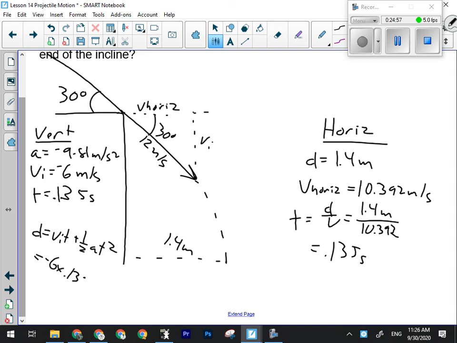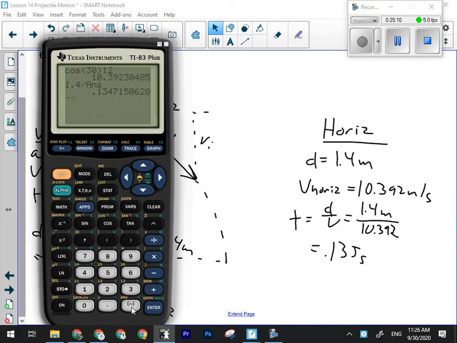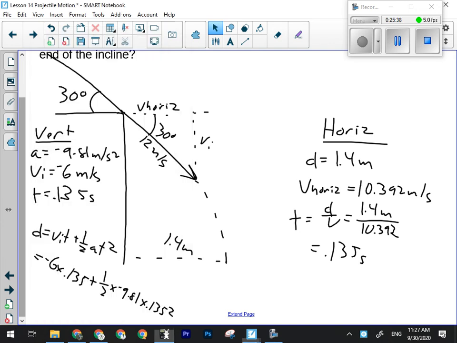So we'll have negative 6 times 0.135 plus 1/2 times negative 9.81 times 0.135 squared. Negative 6 times our answer plus 0.5 times negative 9.81 times our answer squared. The displacement is going to be 0.8, actually 0.90 meters. So it's 90 centimeters tall effectively, at the bottom of that incline.